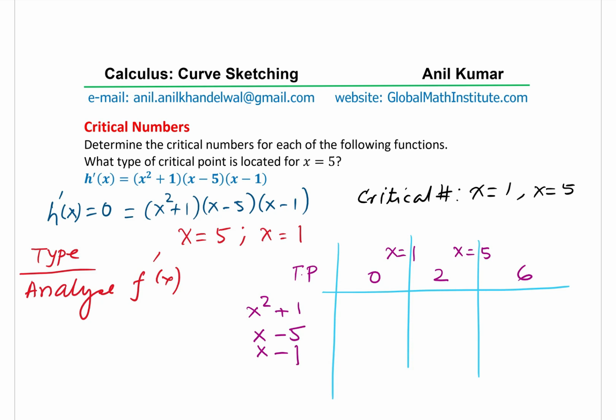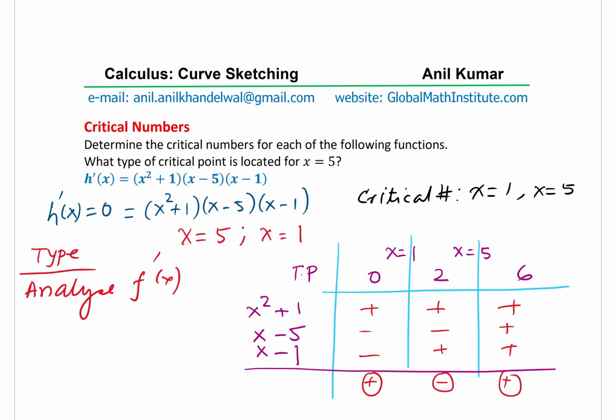For substituting, x squared plus 1 will always be positive. And for x minus 5, these values will be negative, but that will be positive. For x minus 1, we have negative, positive, and positive. Now, combining all of them, we get positive here. That means the first derivative is positive, first derivative is negative, first derivative is positive.